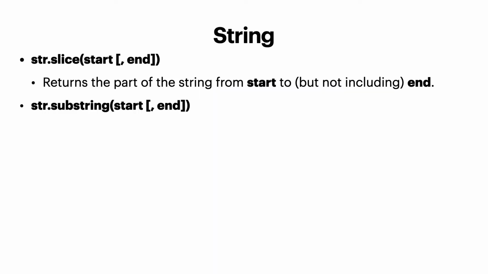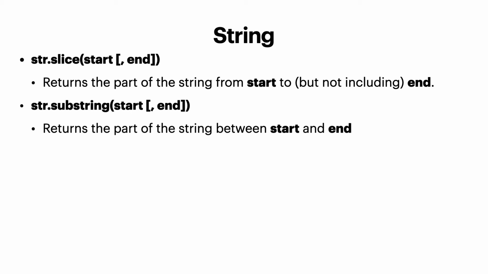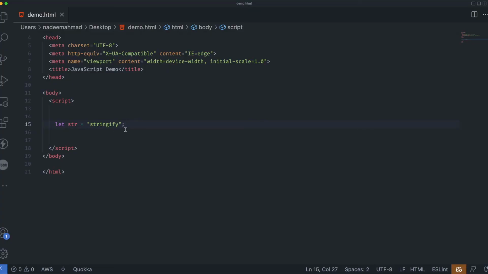The second method is string.substring, which returns the part of the string between the start and the end. This is almost the same as slice, but it allows start to be greater than end. For instance, let's say we have the string stringify, and from this string I want to get the substring ring. Then I can simply call the substring method on the string itself and specify the positions. S, T, and R are 0, 1, and 2, so it starts from R and then goes up to 6, that is 3, 4, 5, 6.